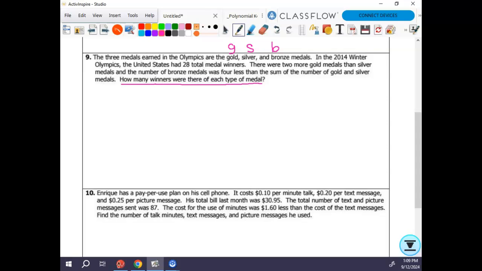So if I start back here, the United States had 28 total medal winners. That means I take all the gold medals plus all the silver medals plus all the bronze medals, and what does that have to equal? 28. Okay? That's how I know I can just add the 3 up and get 28, because it's number of medals plus number of medals plus number of medals equals number of medals. So you can think about it that way to make sure your labels are matching up.